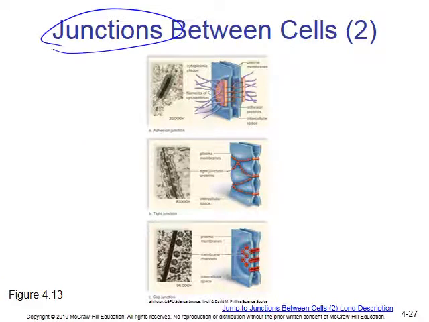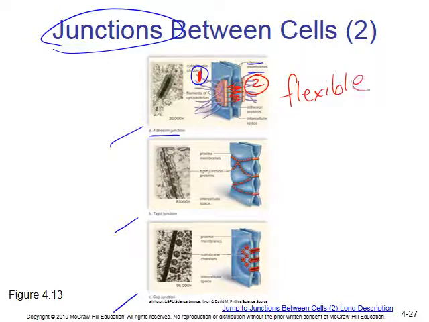So if we want to create junctions between cells, we're going to have different types of junctions depending on what function we want. So this one, adhesion junctions, you can see this is the plasma membrane. Here's cell 1 over here, cell 1 over here, and here's cell 2 over here. We want to connect them, but we still want them to be flexible. So this is an adhesion junction. Probably a good example would be your skin. The cells are together, but they're still flexible.